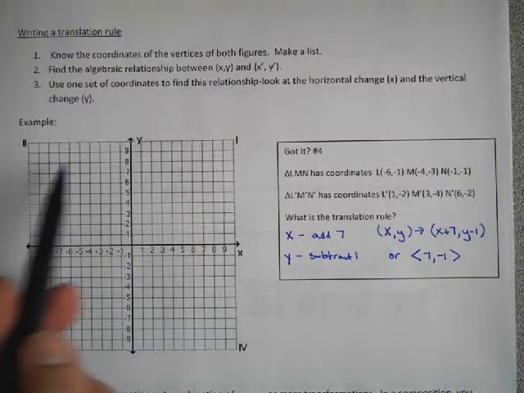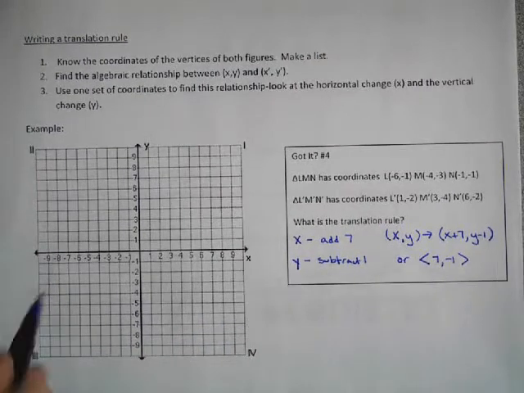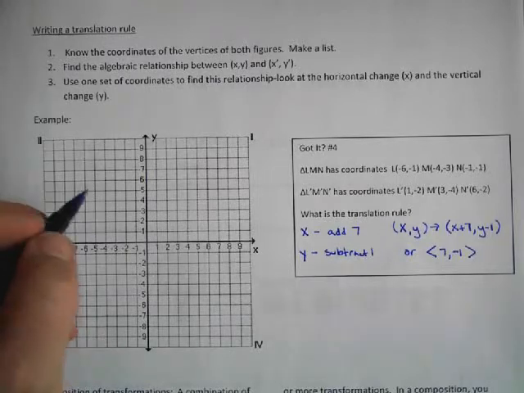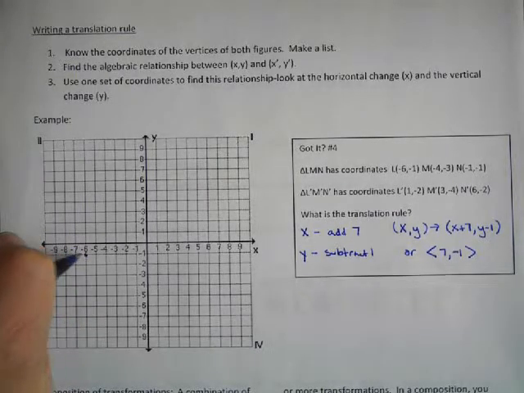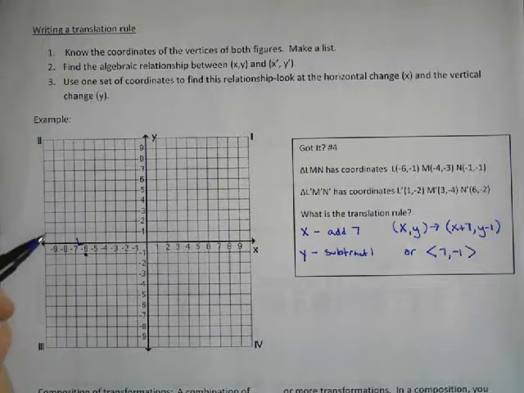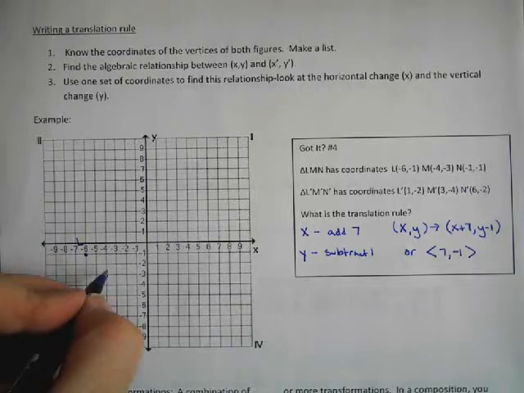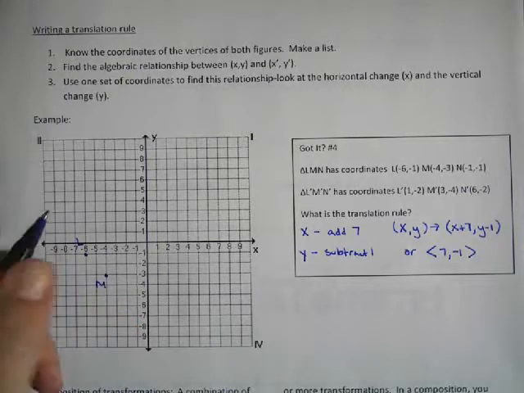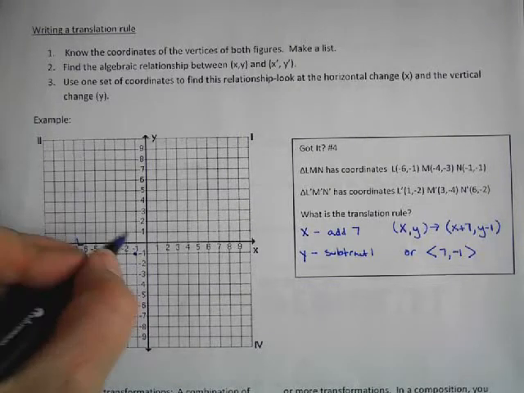You can also graph those to make sure you did it correctly. So we'll graph both of these and make sure we did this right. So -6, -1 is L. -4, -3 is M. And -1, -1 is N.